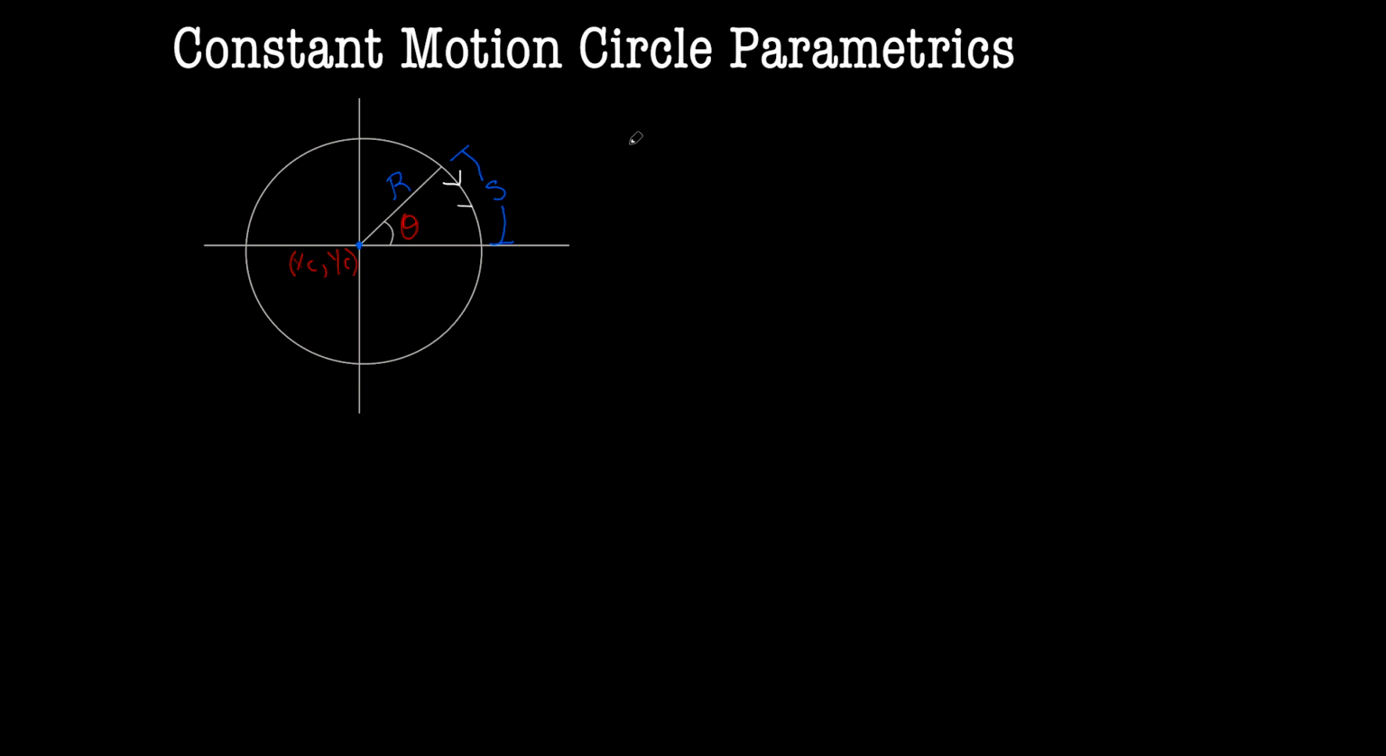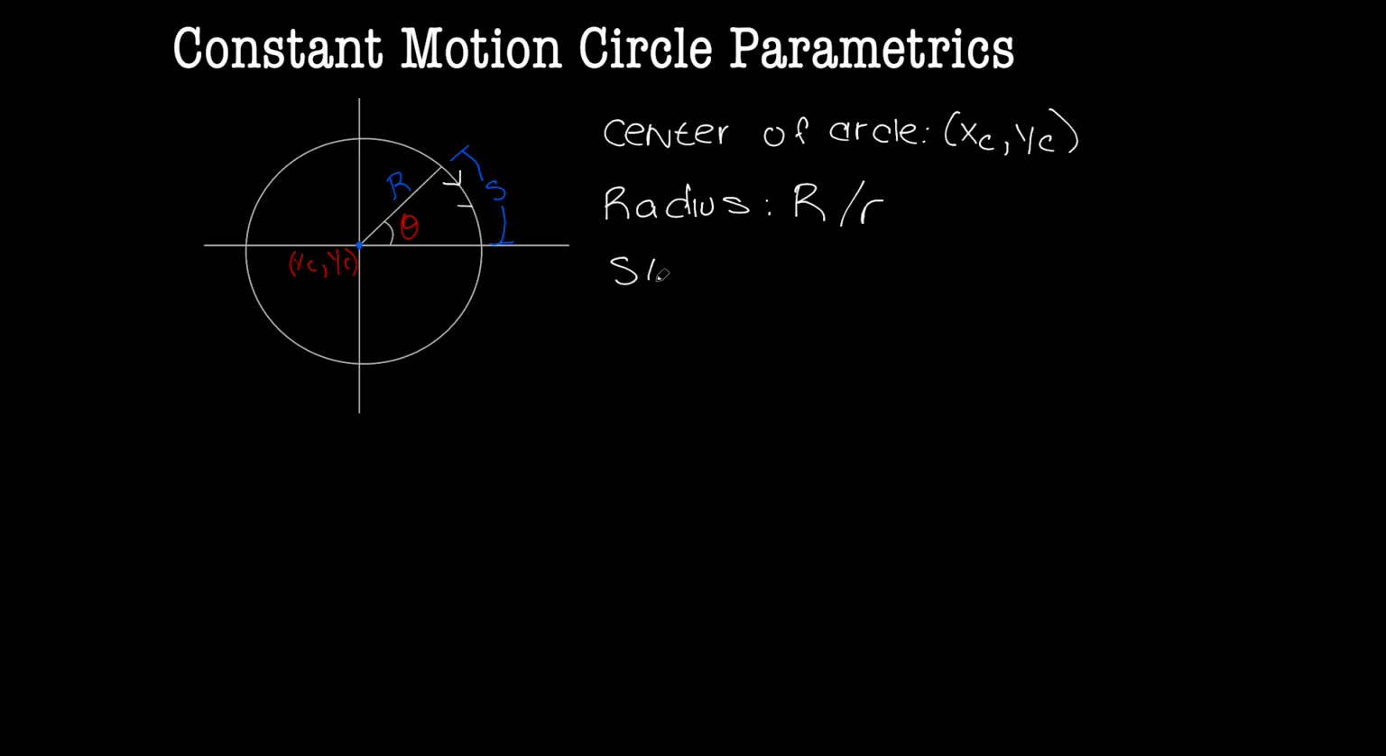Well, we know that the center of the circle, in this example at least, is xc, yc. That's the coordinates. We know that the radius of the circle is portrayed by the value of r, or it can also be lowercase. We know that the starting angle is represented by theta.